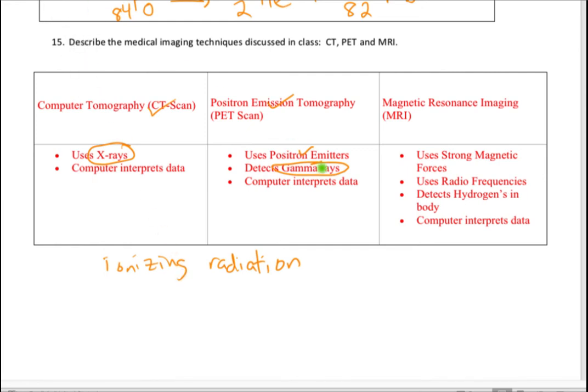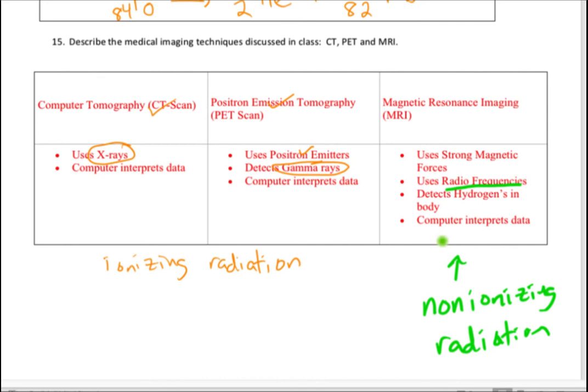Whereas the MRI, it's non-ionizing radiation in the form of the radio frequency there. Radio frequency is very low energy, very long wavelength. They are not dangerous to you like a gamma ray or X-ray.